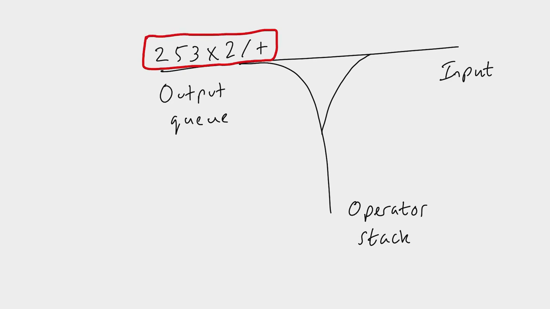The infix expression, just write that down just so we have the two to compare side by side, was 2 plus 5 multiplied by 3 divided by 2. So there we have it, using the shunting yard algorithm to convert from infix to postfix notation.